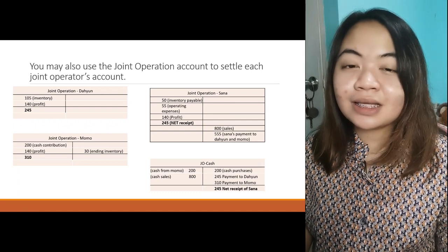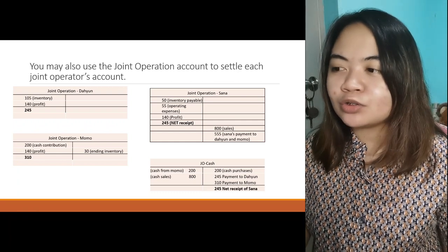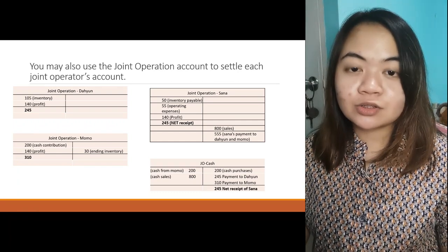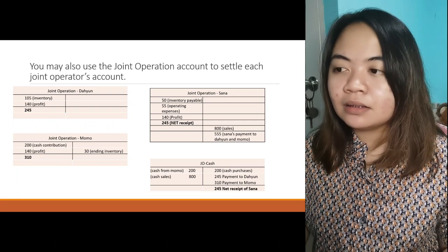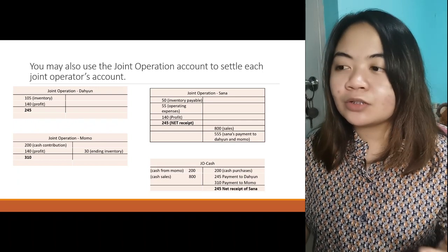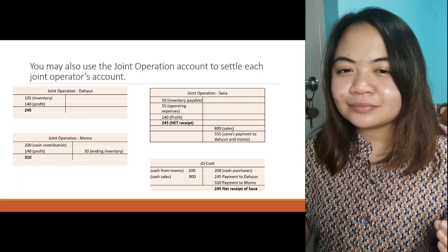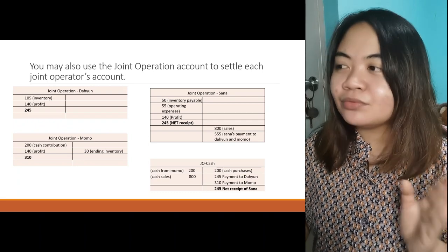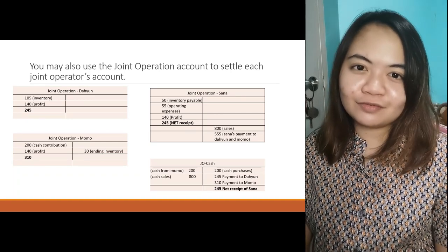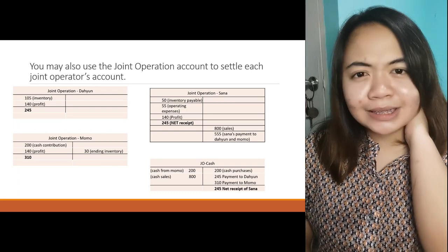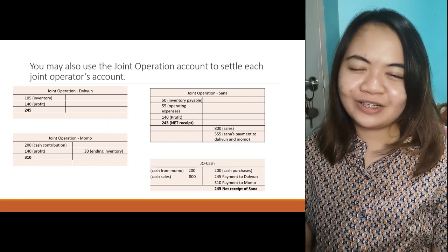So, yun. Let's examine the JO Cash na nakay Sana. Okay, so, debit, nag-debit ka ng JO Cash nung nag-contribute si Momo at nung naka-receive ng cash sales or nung nabenta yung inventory at 800. And then on the credit side, nag-purchase si Sana ng 200 na inventory and then ipasok mo na yung ibabayad niya kay Momo at kay Dayon. Kay Dayon 245, kay Momo 310. Ang matatanggap or ang tira kay Sana is 245. Okay? So kaya siya naka JO Cash para convenient gamitin na ay pera pala 'to ng joint operation, baka magastos ko. Okay?